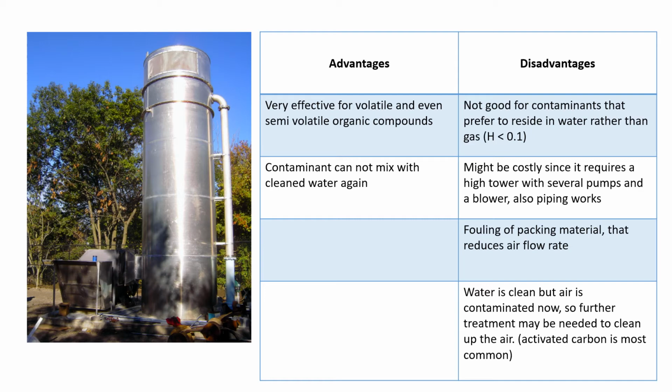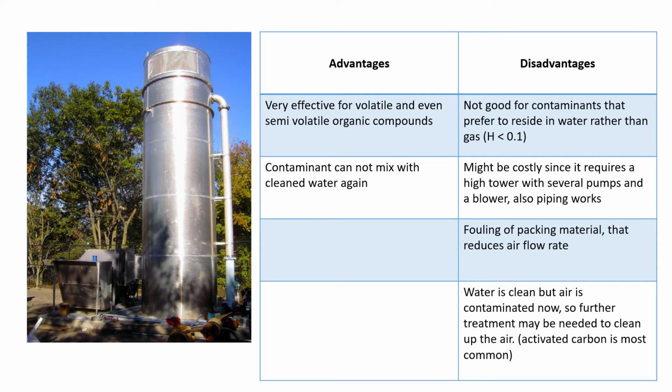Another disadvantage is fouling, which results in reduction of airflow rates. Fouling is caused by oxidation of minerals in the feed water, such as iron, manganese, by precipitation of calcium, and by biological growth on the packing material.